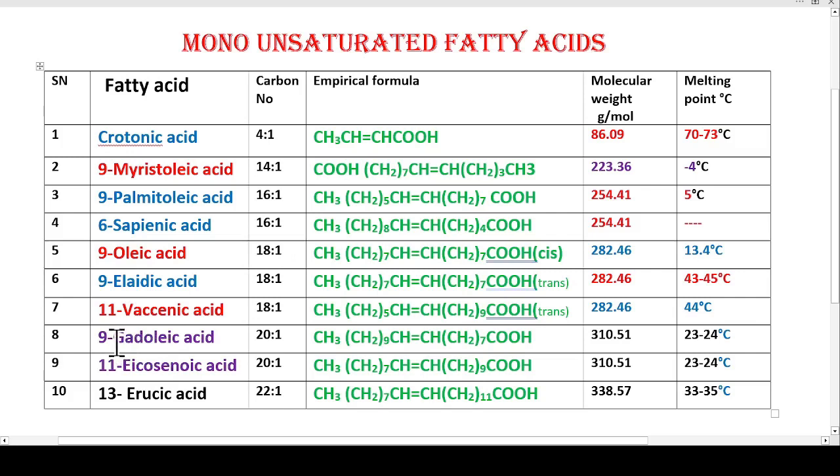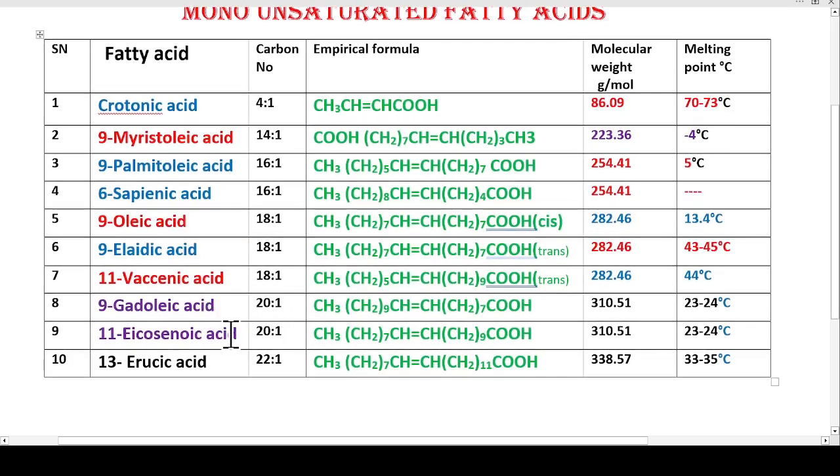Next one is gadoleic acid. Arachidic acid is a saturated fatty acid with 20 carbons. Here, this acid is a monounsaturated fatty acid with 20 carbons, and its double bond is at the 9th carbon, between the 9th and 10th carbon. Another one also contains 20 carbons, eicosenoic acid, but its double bond is at the 11th carbon. So it is an isomer of 9-gadoleic acid. Both are in cis configuration, so there will not be much difference between the two unsaturated fatty acids.